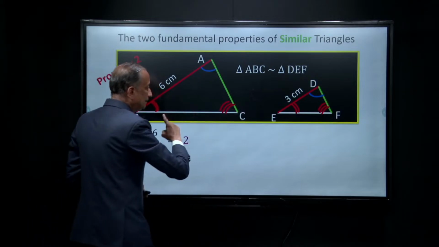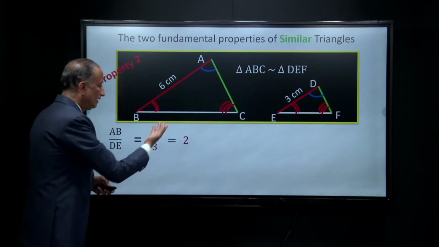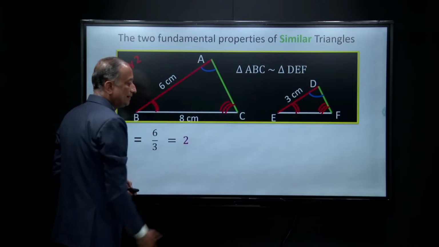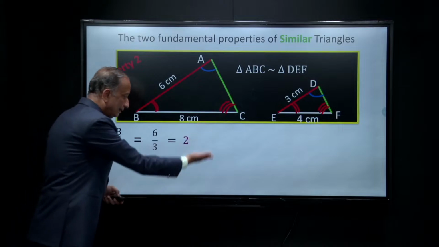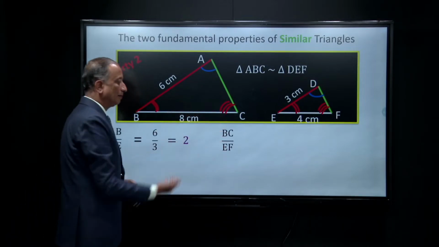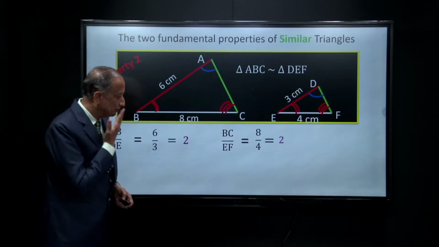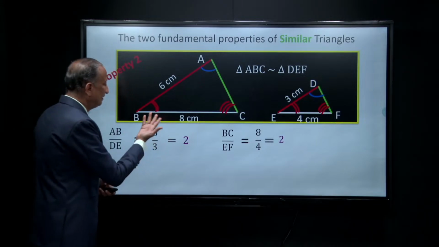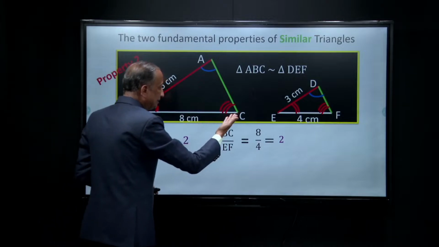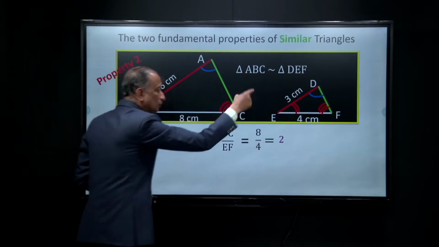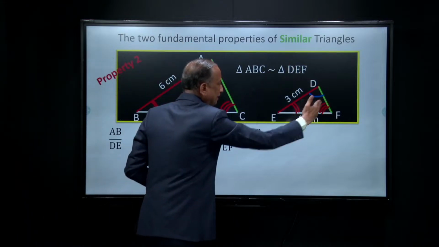Now, let us compare these two corresponding sides. For BC, EF is the corresponding side. Let us say that the length of BC is 8 centimeter and the length of EF is 4. Let us compare by taking the ratio. So, BC upon EF, it is 8 by 4. Oh, we got 2 only. You can see here, this is twice this, and this side which corresponds to this is also twice EF only.